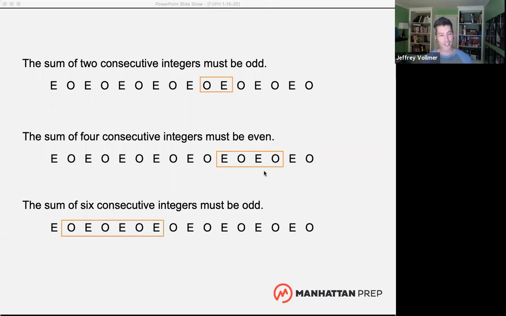I don't know, what do you think? Does the chessboard work? Maybe. All right, let's see how that works.